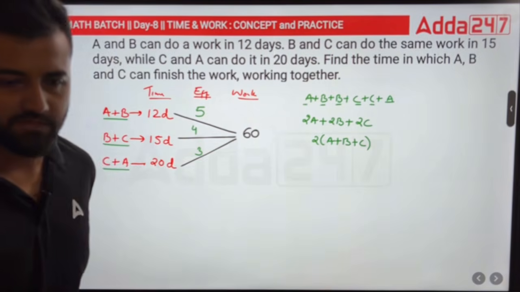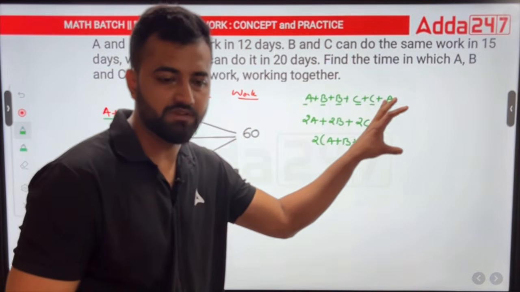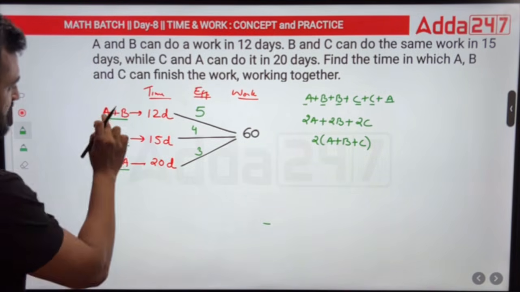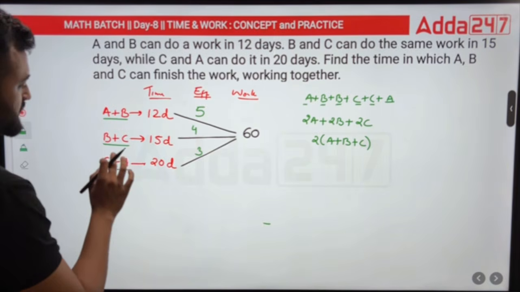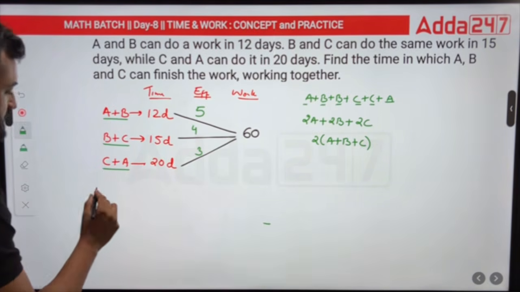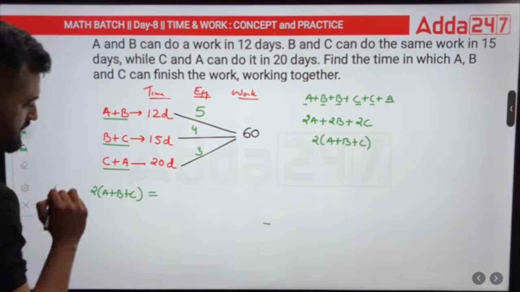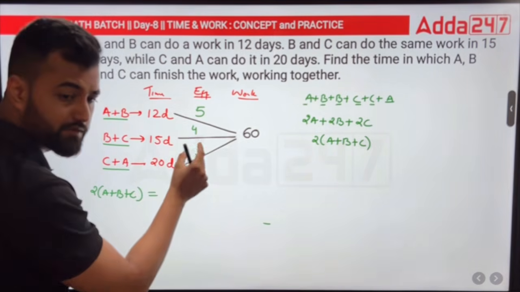Yes. So this thing you don't write in your examination. This thing should be done out here. Out here you will just write like this: A 2A, B 2B, C 2C. So take 2 common. So you can write 2 of A plus B plus C is equal to what? You take the efficiency sum because we want the efficiency, right?